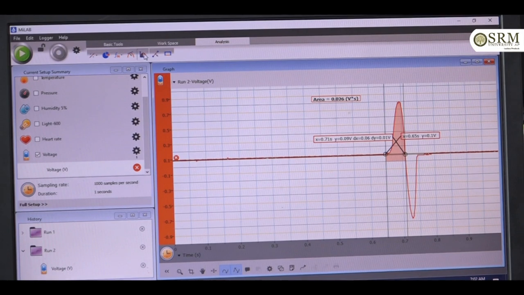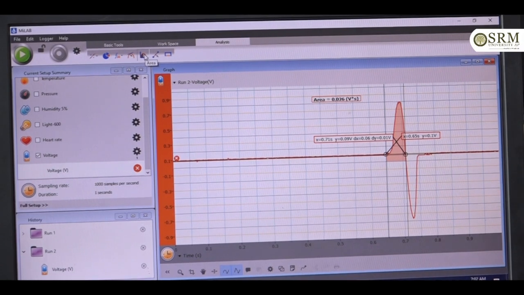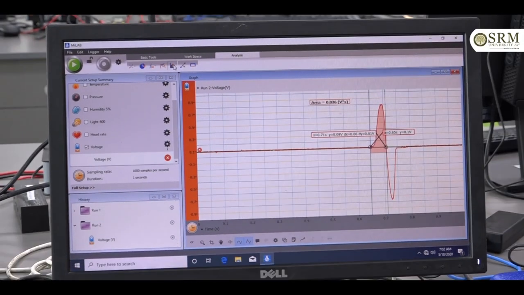Write down the area, or if you want to take a screenshot, take it with Fn, Windows, print screen, and close it. The positive peak area is over. Then this is the negative peak, that is the negative peak area. Again, if you want to take a screenshot, use Fn, Windows, print screen. Those two areas were taken.